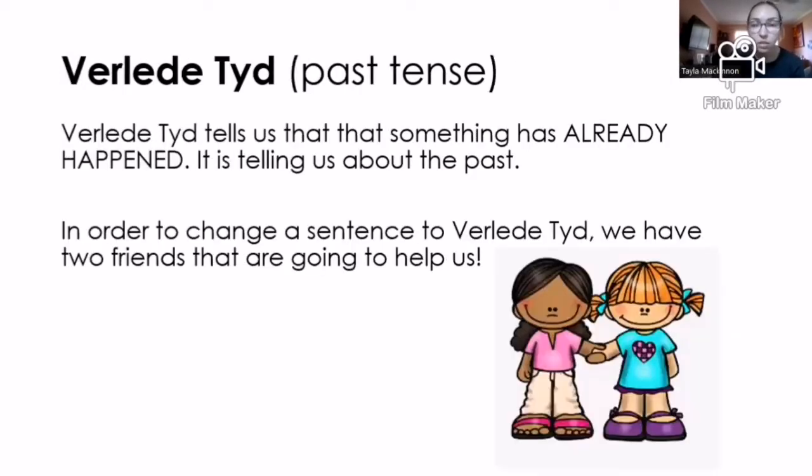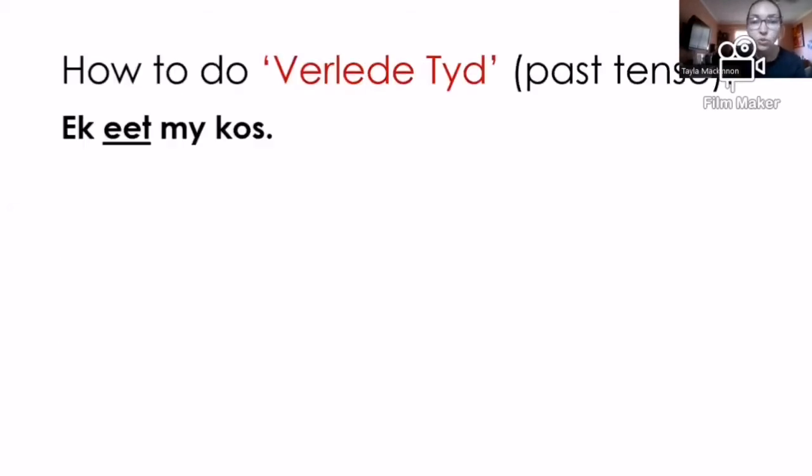Verlede tyd is past tense. It tells us that something has already happened, and it tells us that it's in the past. In order to change a sentence to verlede tyd, we have two friends that are going to help us. These two friends are called het and ge. Like I said earlier, we're going to keep the sentence almost identically the same, except we're going to have two friends that are going to help us, and these two friends are het and ge.